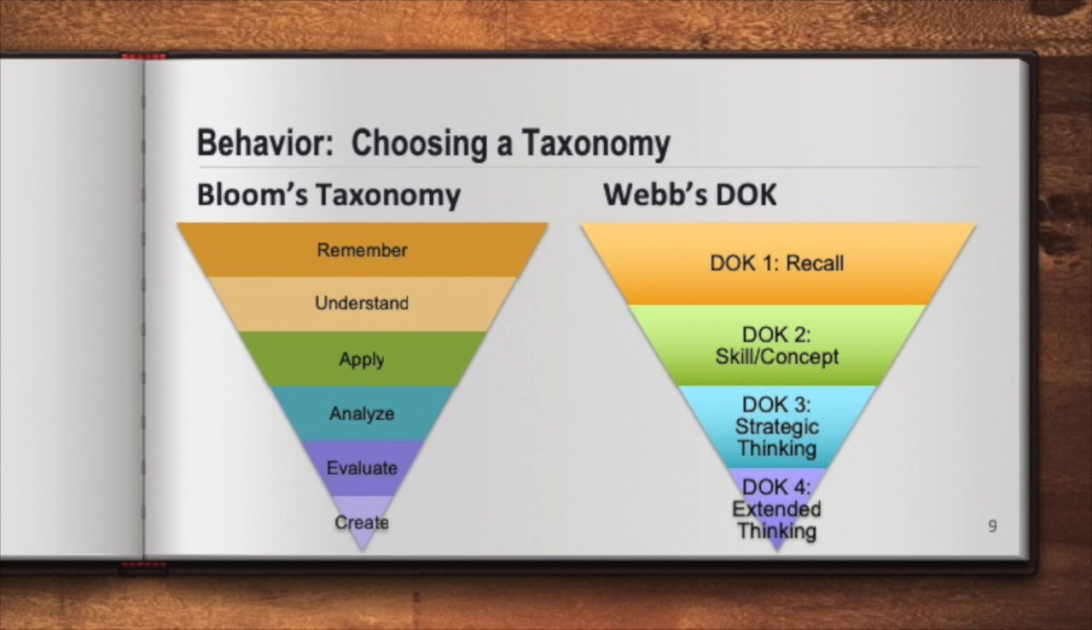On the right, you see Webb's depth of knowledge. You'll see the similarities in colors, but you'll see there's only 4 categories: recall, skill or concept, strategic thinking, and extended thinking. We're going to use Webb's depth of knowledge to elaborate a little more on how these verbs affect learning objectives in the next slide.